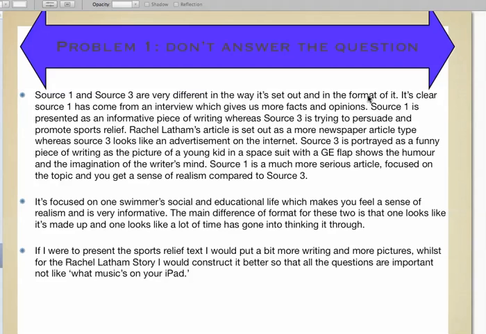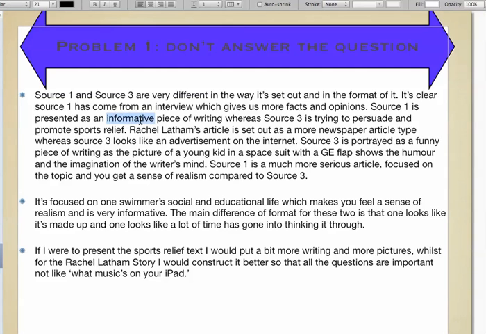They mention format here, but don't really say anything about format. It's clear source 1 has come from an interview, which gives us more facts and opinions. Well, of course, facts and opinions is more sort of content or language, really. It's not about presentation. Source 1 is presented as an informative piece of writing, whereas source 3 is trying to persuade and promote Sport Relief. Again, that's telling us about the text's purpose. It's true, informative and persuasive, but it's not saying anything about presentation.